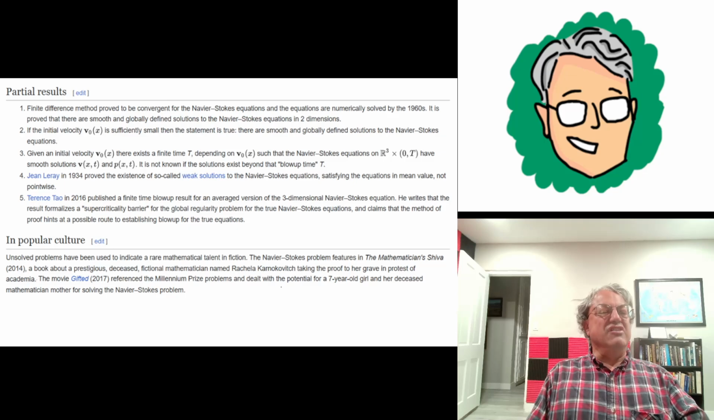But anyway, so now the last thing I want to talk about is just some references in popular culture. Apparently, there was a book that came out in 2014 called The Mathematical Shiva. It's a fictional novel, but it's about a female mathematician who was very angry at her college, at the academic institutions, and she solves the Navier-Stokes equation, but she doesn't publish it. She holds on to it until she dies because she doesn't want the university to have the knowledge that she discovered it. Sounds a little like, I wish I could remember that Russian guy's name now.